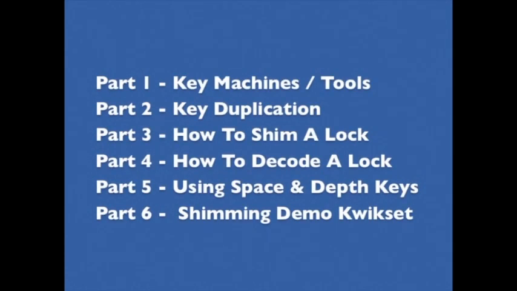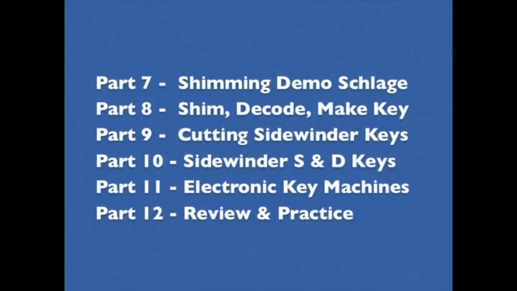This course is divided into 12 parts. Part 1 is key machines and tools. Part 2, key duplication. Part 3 is how to shim a lock. Part 4 is how to decode a lock. Part 5 is using space and depth keys. Part 6 is shimming demonstration using a Quickset lock. Part 7 is a shimming demonstration using a Schlage lock.